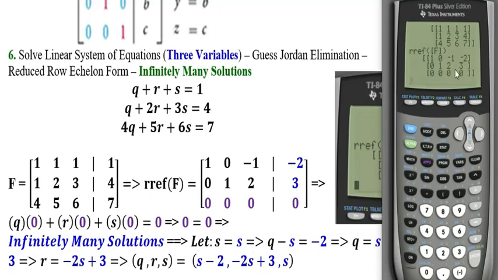S equals S. Then from the first row we have Q minus s equals minus 2. That means q equals s minus 2. From the second row we have r plus 2s equals 3. That means r equals minus 2s plus 3.